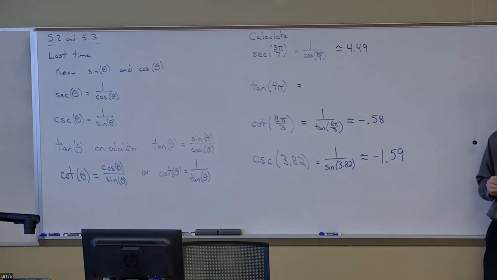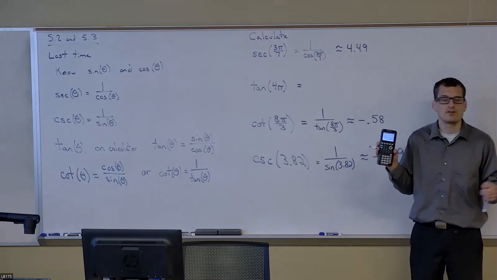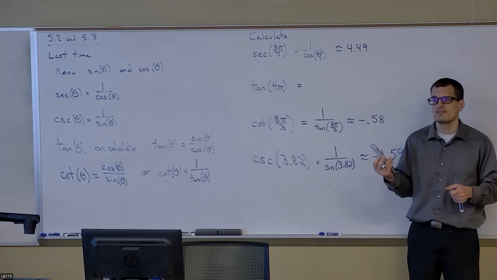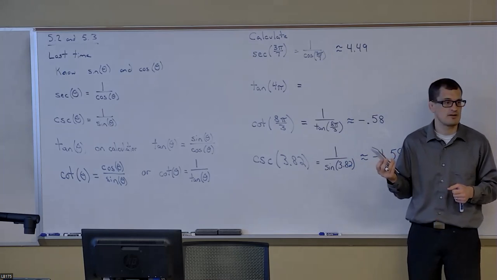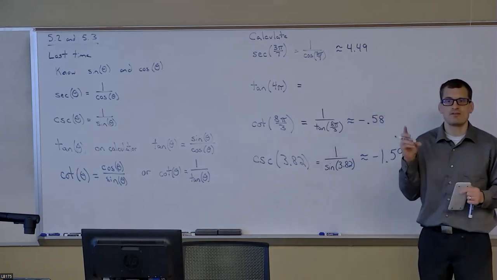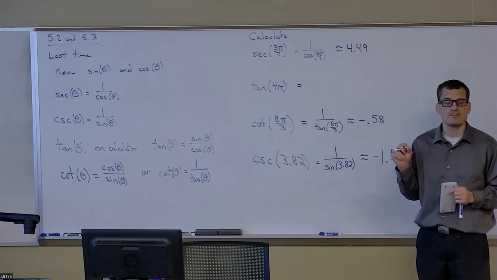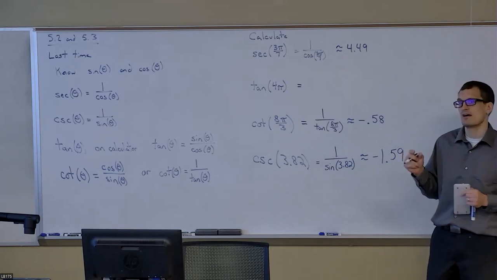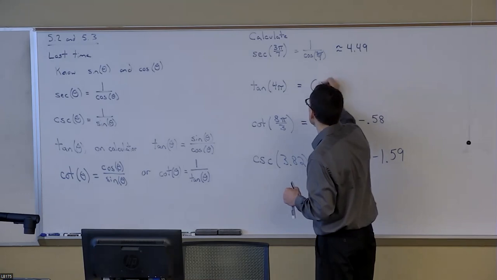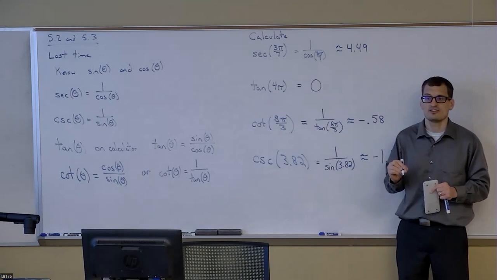Now, tangent of 4 pi is kind of interesting because if I type that in on my calculator, I don't know what your calculator gave you, but mine gave me a scientific notation of negative 2 times 10 to the negative 13th power. Okay. That's a very, very, very small number in absolute value. That's basically almost 0. In fact, if you round this to 4 decimal places, you get a 0. It turns out that technically it should be 0.